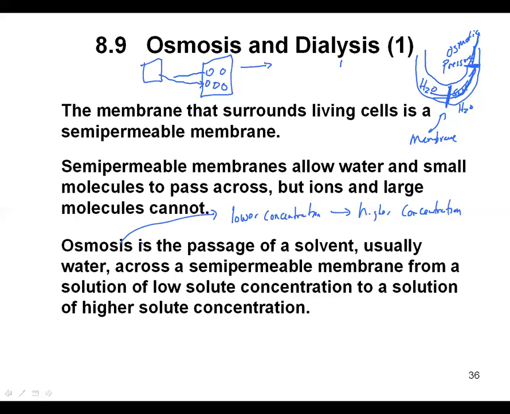So osmosis, you can kind of think about it as sort of a dilution process. The lower concentration, like water, for example, tries to get over to the other side to dilute down the higher concentration. And again, it will stop at this osmotic pressure.